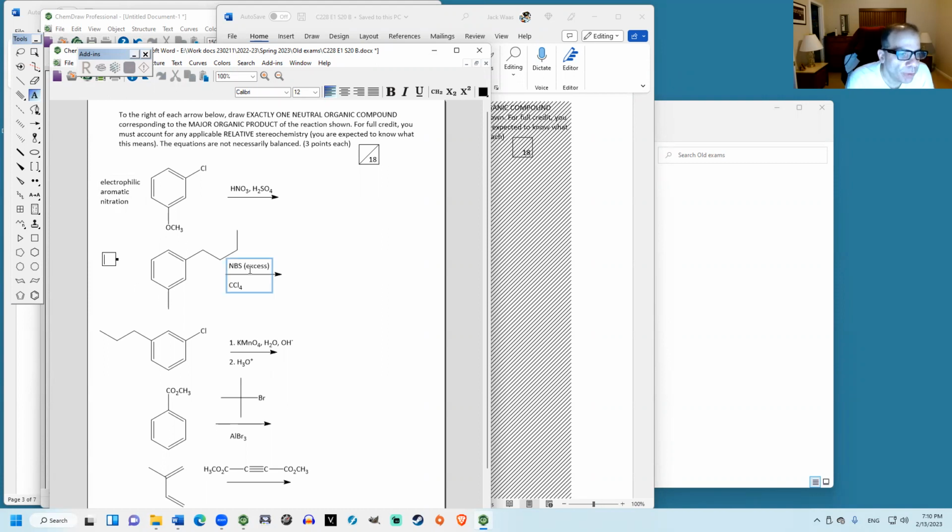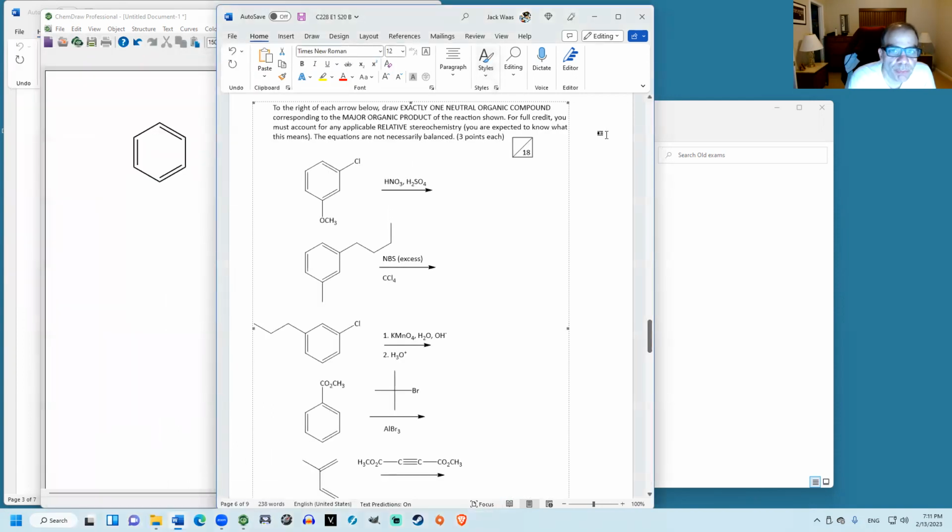This one here, you remember what NBS is? N-bromosuccinimide? Bromination of benzylic carbons. That's what NBS does. Actually, it might make more sense if I did this on the answer key, because that way we could see the answers also. Where's the answer key?